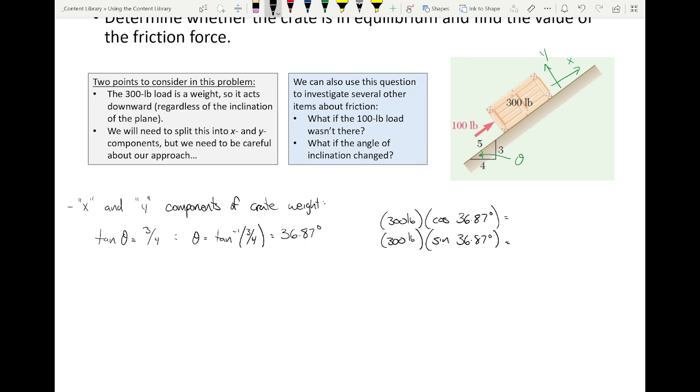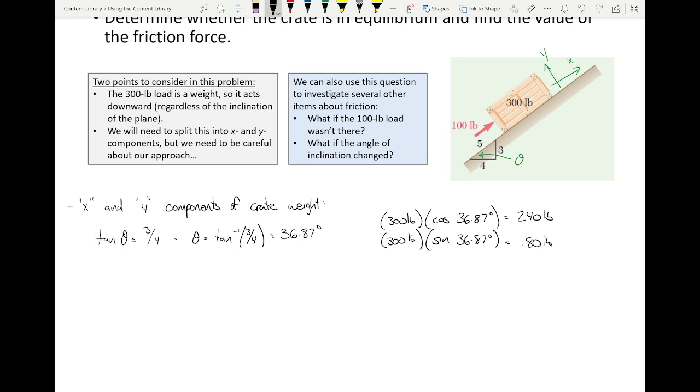What's 300 pounds times the cosine of 36.87 degrees? If I was a betting man, I'd say I bet you it's 240 pounds. And what's this next one? It's 180. Why are these such neat, pretty, nice numbers? Because it's a 3, 4, 5 triangle, right? You could say that the x component and the y component are just 4/5 and 3/5, whichever one made sense, right? Because it's, again, cosine and sine, opposite over hypotenuse, adjacent over hypotenuse.